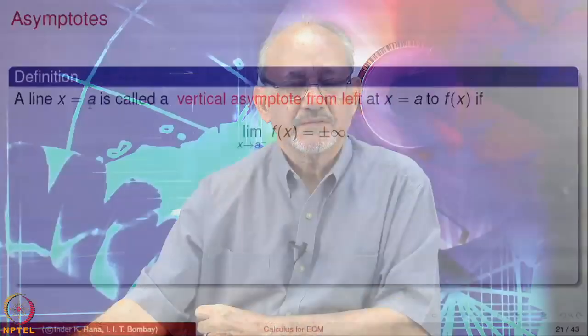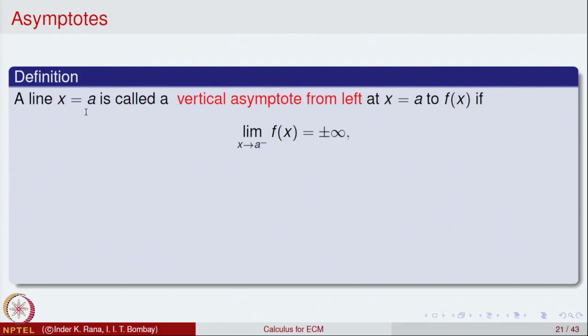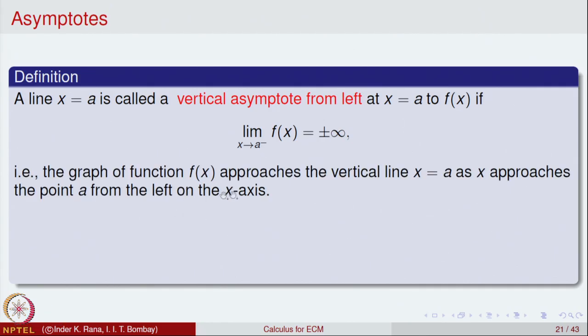We can also have what are called the vertical asymptotes. Vertical meaning x is approaching some value. So, x is equal to a is called a vertical asymptote from the left at the point x is equal to a of the function, if you approach the value x is equal to a from the left side, the value y should become very large, it should become plus infinity or minus infinity. That means the value of y becomes very, very large or very, very small as x approaches a from the left side. So, the graph of the function approaches the vertical line.